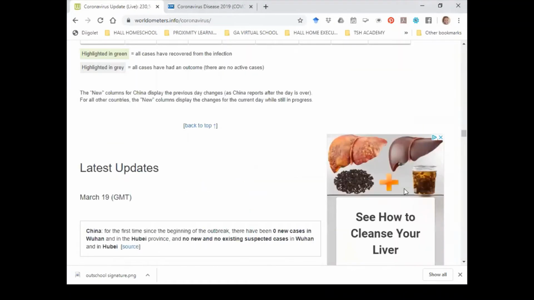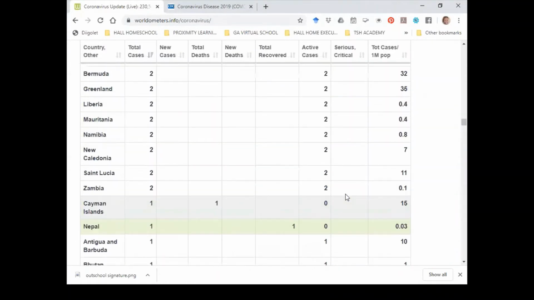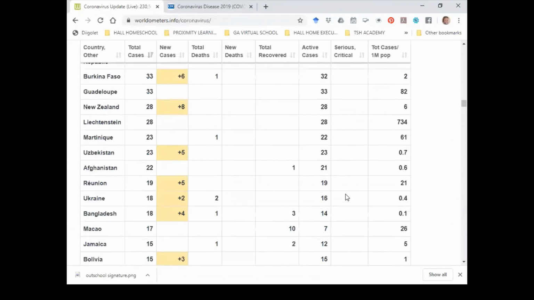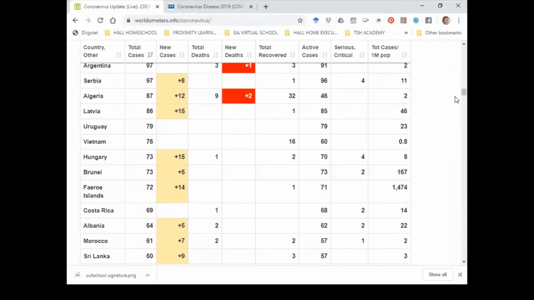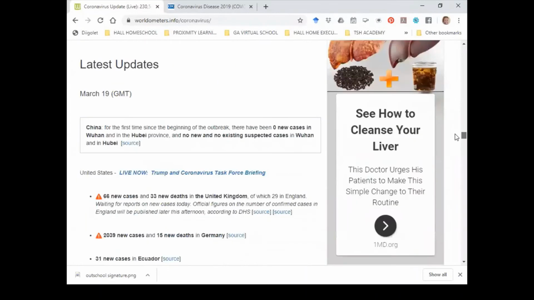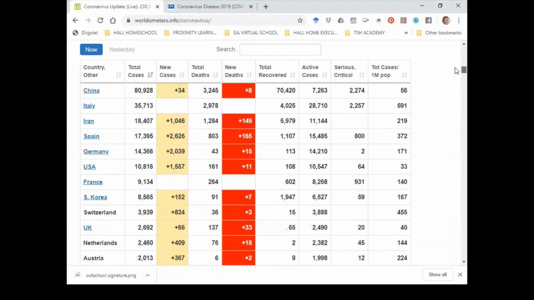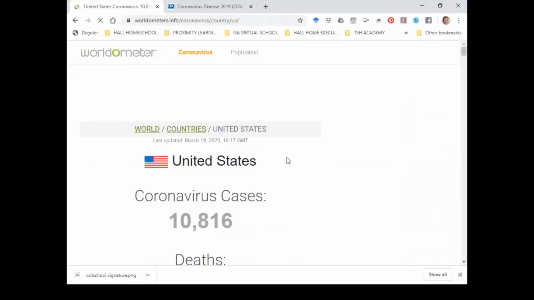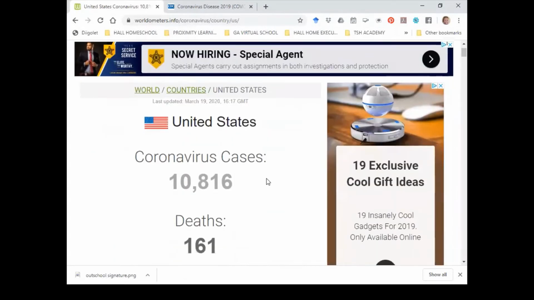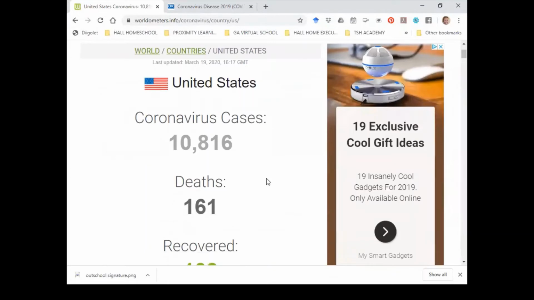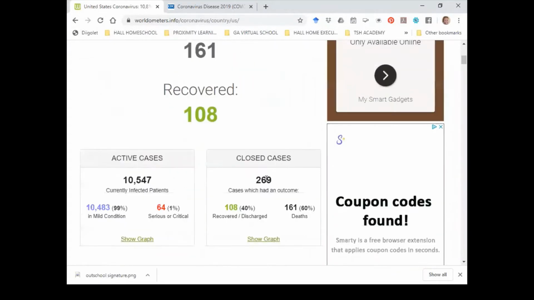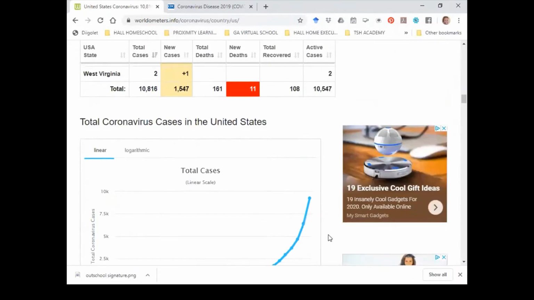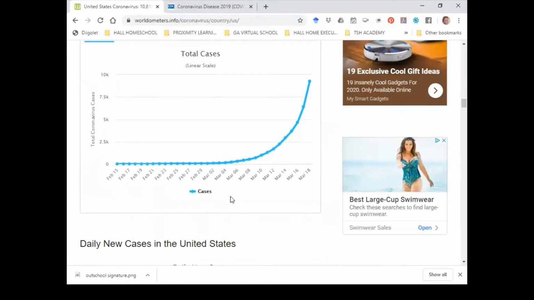So I'm scrolling down here. I need to click on United States. Is it listed in alphabetical order? No, it's not. There it is at the top. All right, so I click there to get to the United States. These are the total number of cases, concurrent, like right now in real time. So I scrolled down to the chart and I noticed that this is an exponential function. And this is where I'm getting those numbers from.